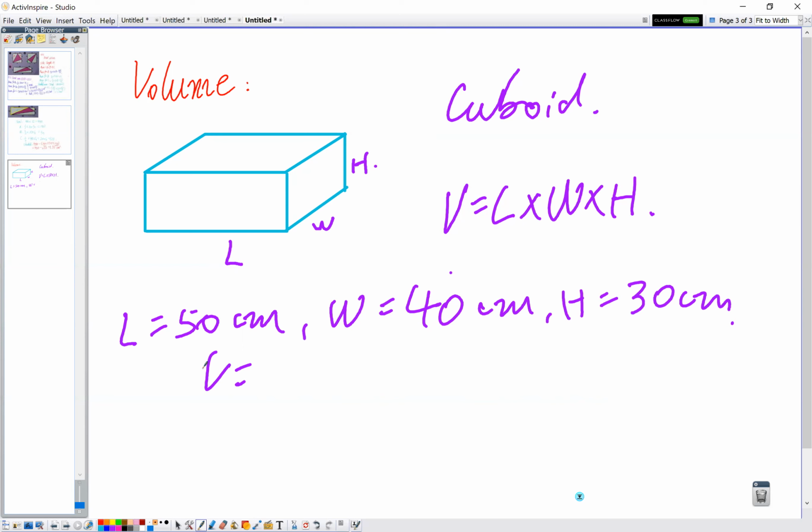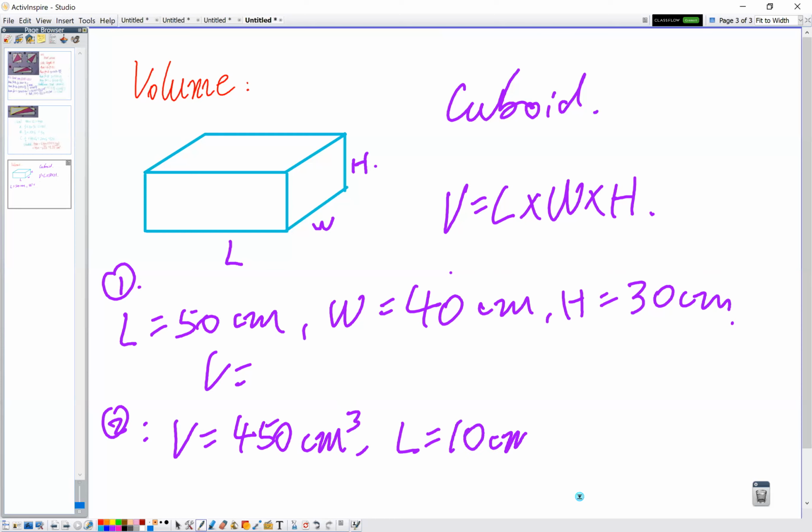For the second question, question 1 here, the question changes a little bit. The question tells you the volume is 450 centimeter cubed. The length is 10 centimeters. The base is 7.5 centimeters. Can you find out the height, please? Try this one.